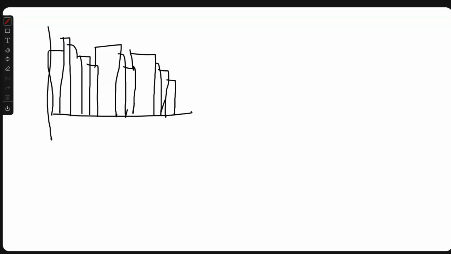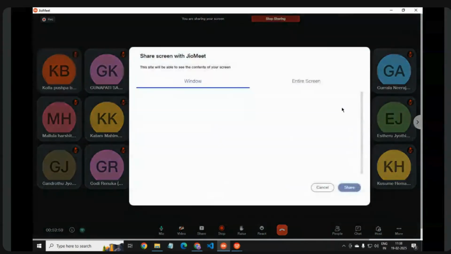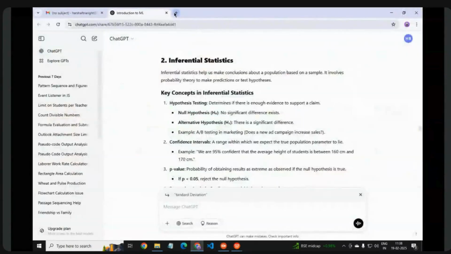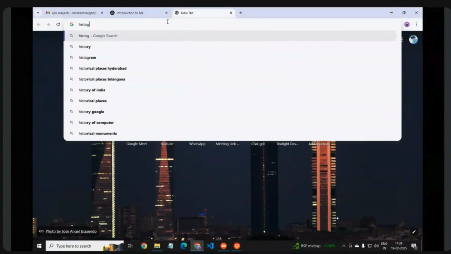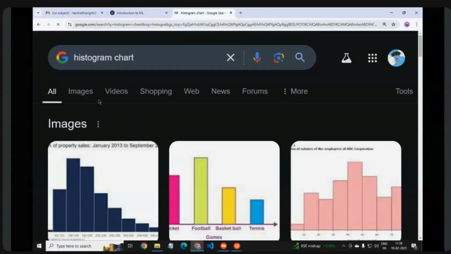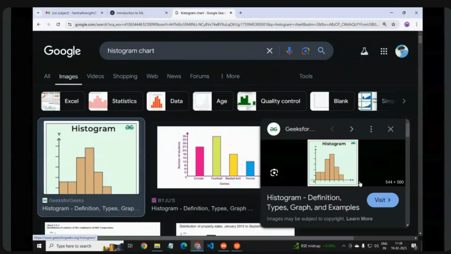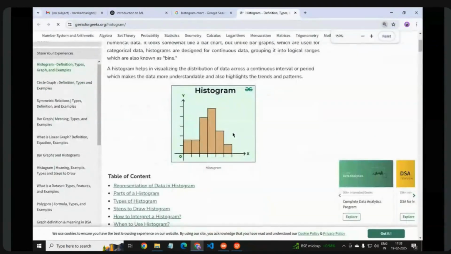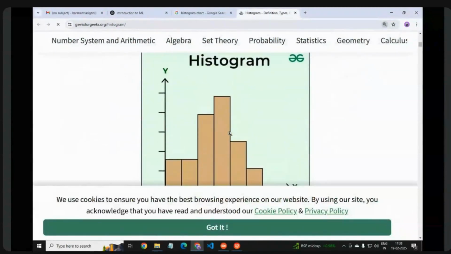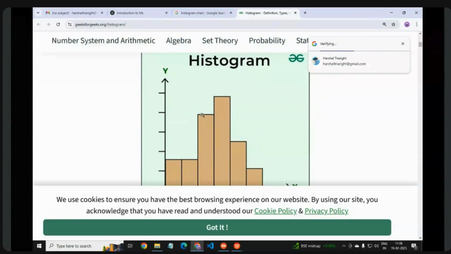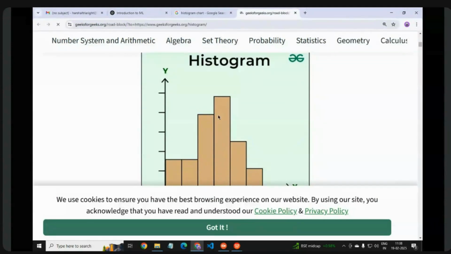Wait a minute, I will show you the diagram. What is a histogram? So this is the histogram. This picture is of a histogram. This line is known as bins.